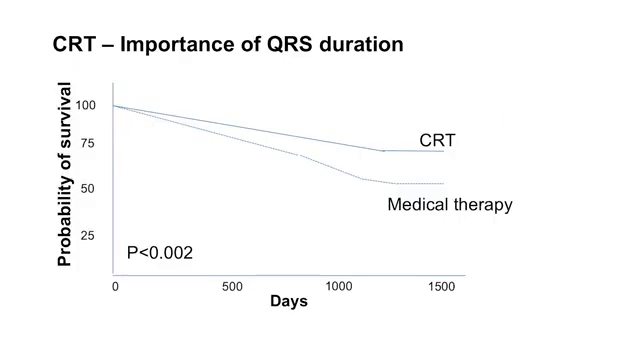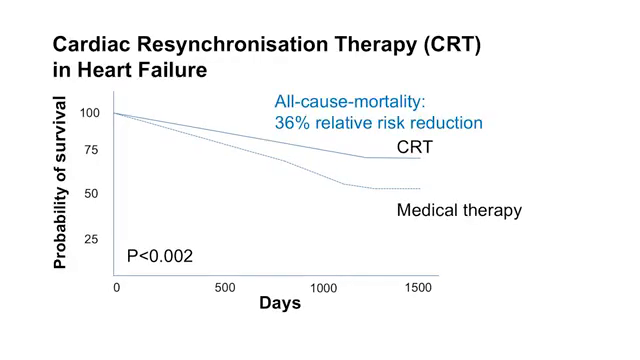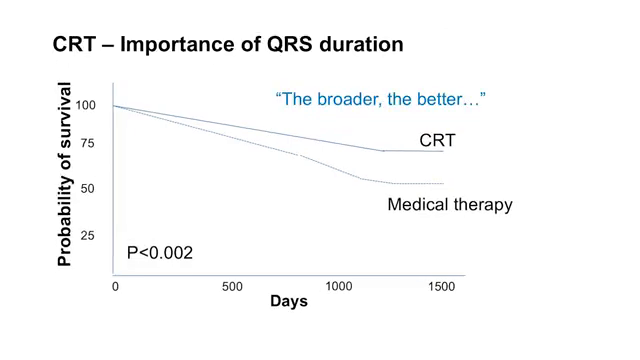From the CARE-HF trial, we know that CRT in patients with heart failure can reduce all-cause mortality by 36% as compared to medical therapy. Of note, in this trial, the majority of patients had a CRT pacemaker and only the minority had a CRT defibrillator. We also know from the CARE-HF trial and other studies that the broader the QRS complex, the better the improvement of symptoms and mortality in patients. Therefore, patients with left bundle branch block and a QRS duration of over 150 milliseconds particularly benefit from CRT treatment.